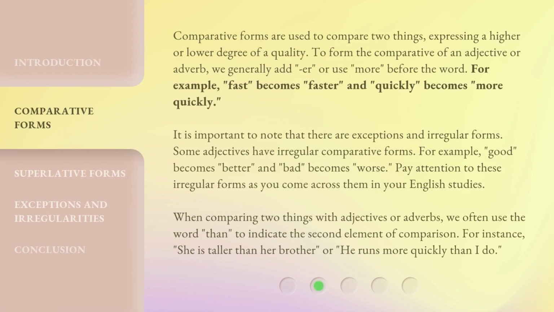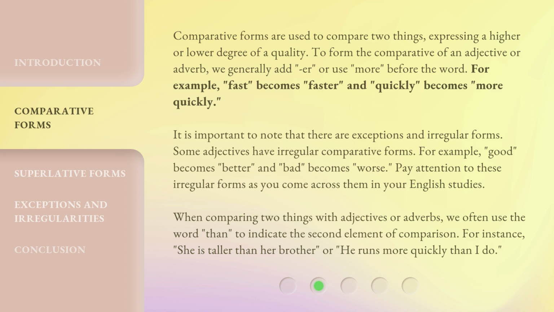Comparative forms are used to compare two things, expressing a higher or lower degree of equality. To form the comparative of an adjective or adverb, we generally add -er or use more before the word. For example, fast becomes faster, and quickly becomes more quickly.